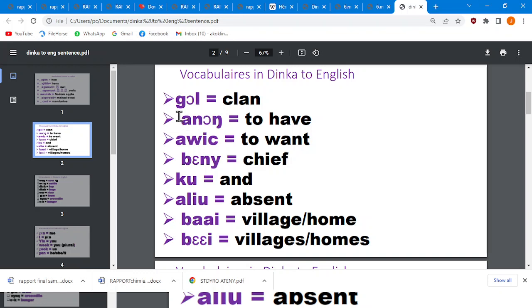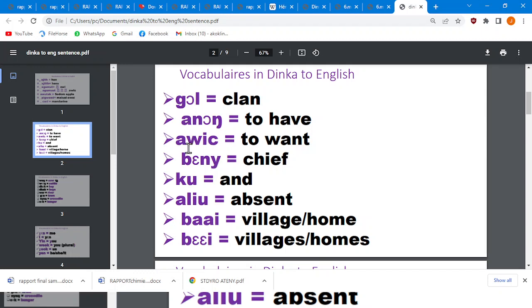Anong means to have, a verb. This is a verb to have. This is one of the verbs in Dinka language. You have to know it, because we are going to bring a lesson focusing on anong, to have. Anong means to have something. Inanong ator, inanong galang, like that.